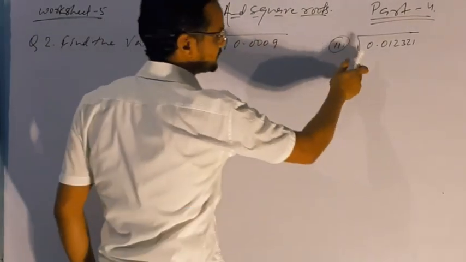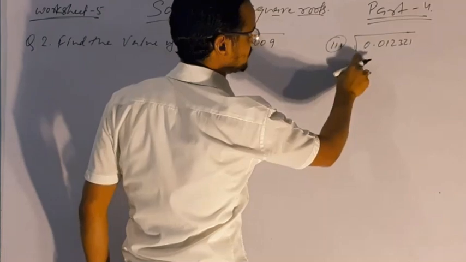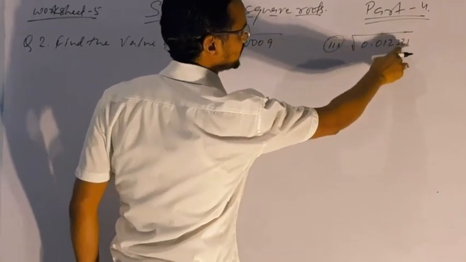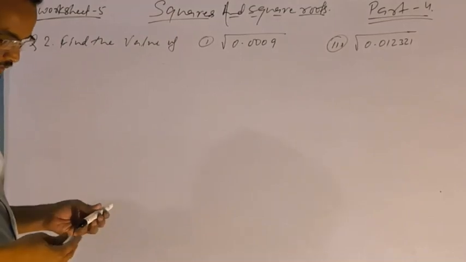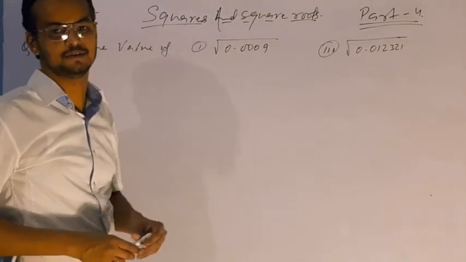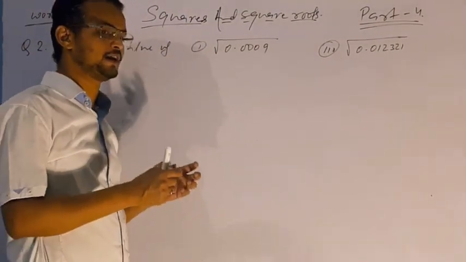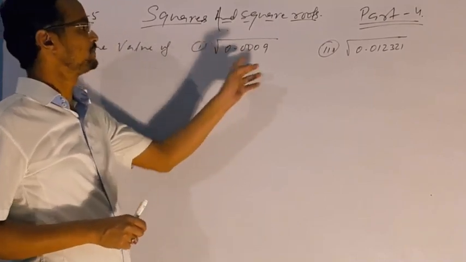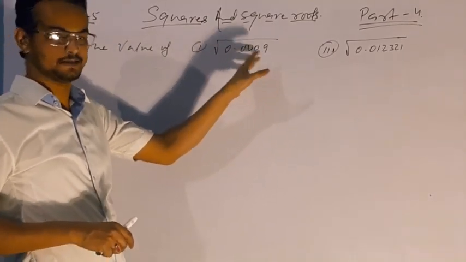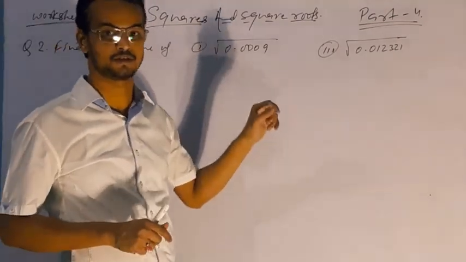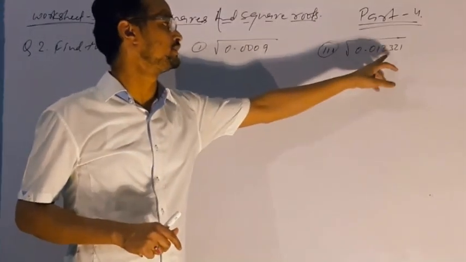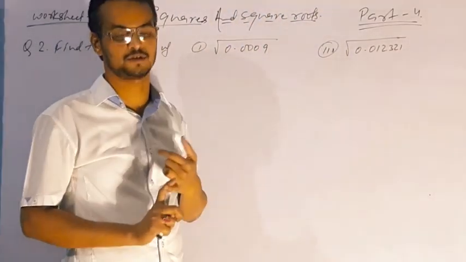0.0009, and the third number is the square root of 0.012321. Here there are two methods to find out the square root of this decimal number. Firstly, whenever we have some number which is a perfect square, leave the decimal form, just consider the number. It is 9. 9 is a perfect square number. And here the number is 12321, which is also a perfect square number.